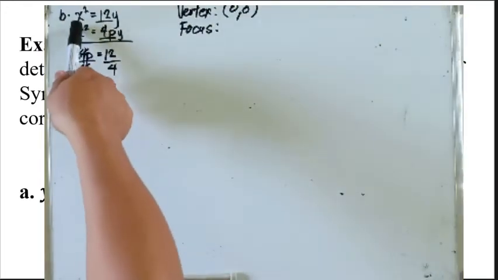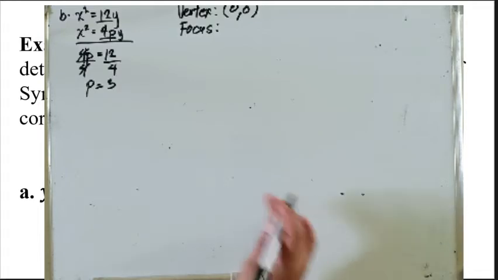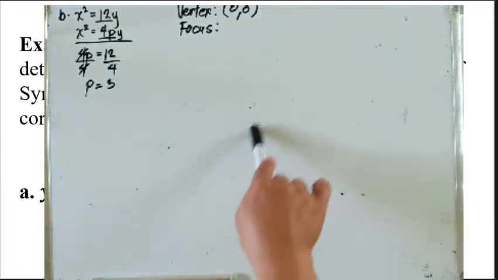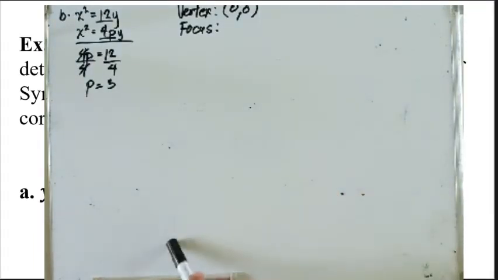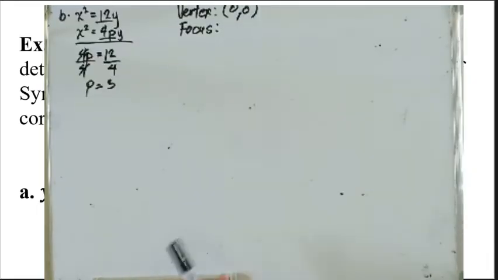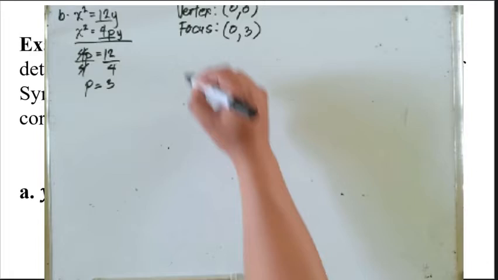Now let's analyze the given quadratic equation. x squared is equal to 12y. The quadratic term is in the variable x. Therefore, your parabola could be opening upward or downward. But since the value of p is positive, it is very obvious that the parabola is opening upward. That means that the focus is lying on the y-axis. That's why we need to write first the 0 before the 3. So the focus is at (0, 3).